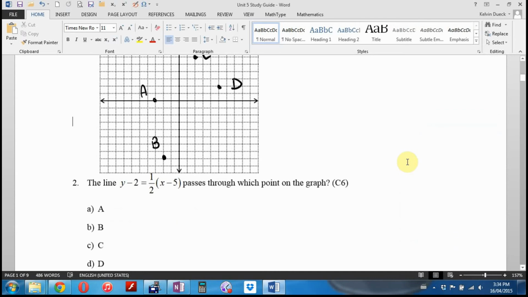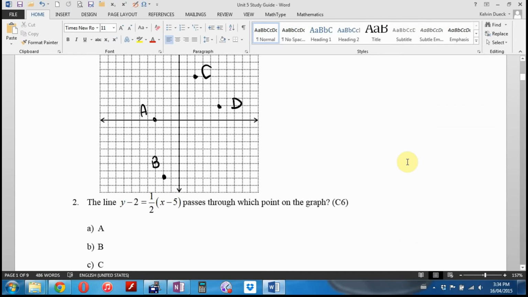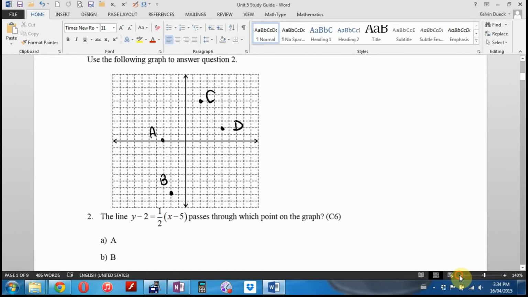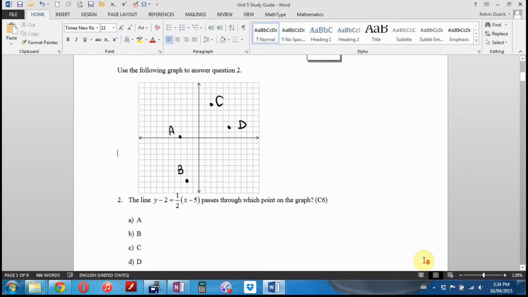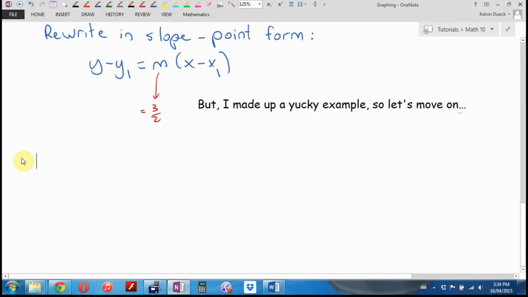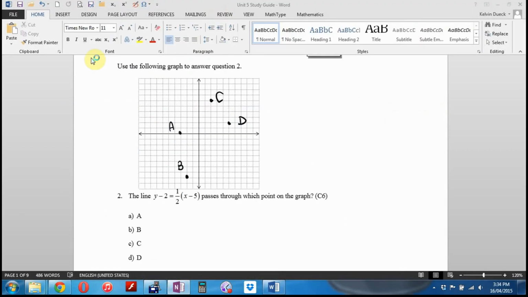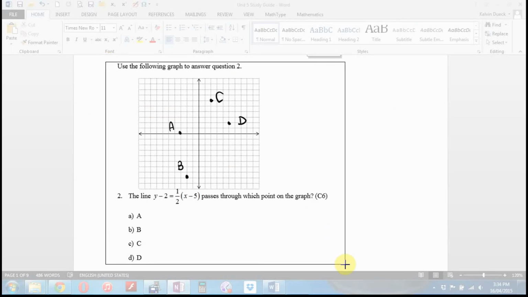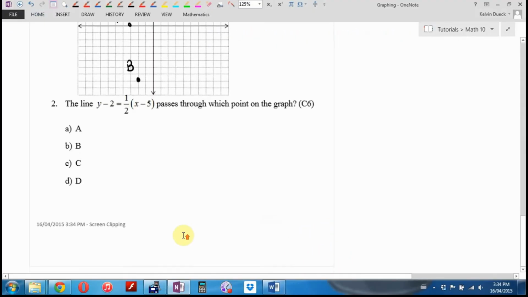So how would you do that? Here's the key. Glance at the equation. Is the y by itself? Say no, because there's a minus two. Is that in point slope form? Yep. In fact, first of all, let me do this. Shrink, shrink, shrink. Copy. How do I know it's in point slope form?